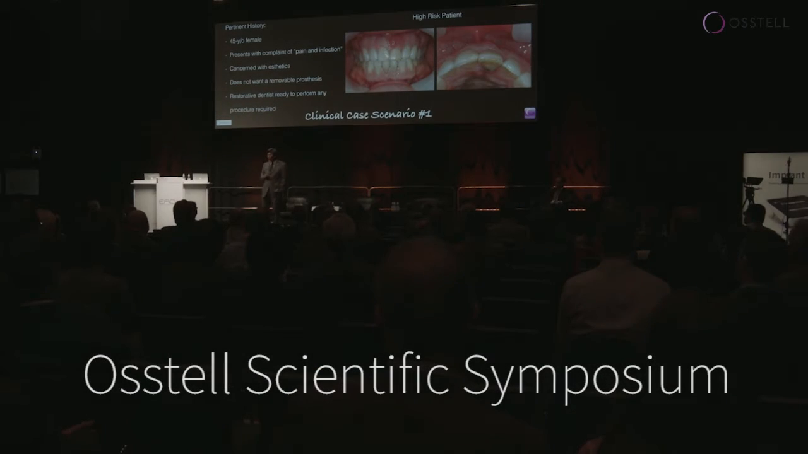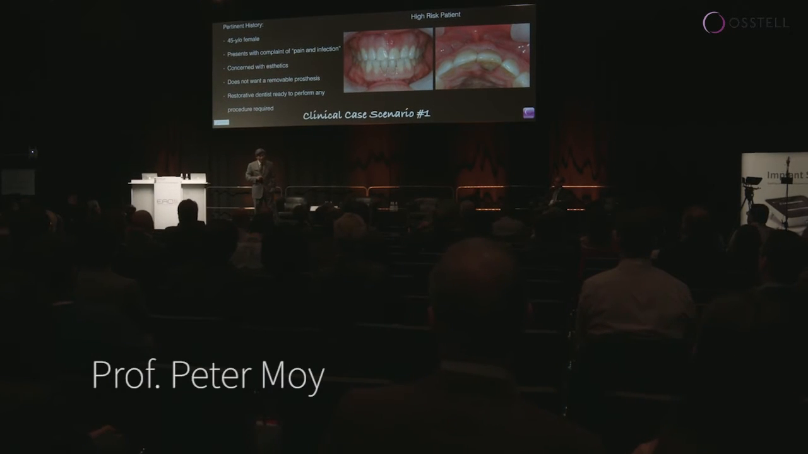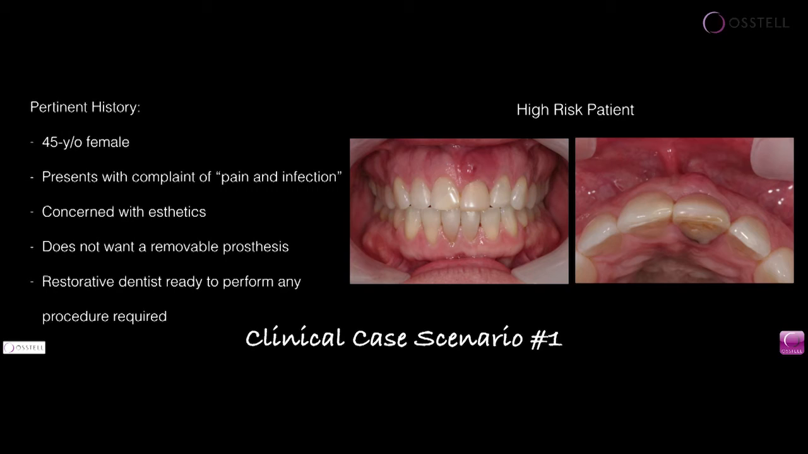All right, we have a 45-year-old female presents with a complaint of pain and infection. Would you agree with me that this is a high-risk patient? You see the fistula, you see the inflamed tissue, and you see that tooth that is displaced labially. The patient does not want removable prosthesis, is very concerned about aesthetics, and the restorative dentist says, Dr. Moy, go ahead and do what you want to do.